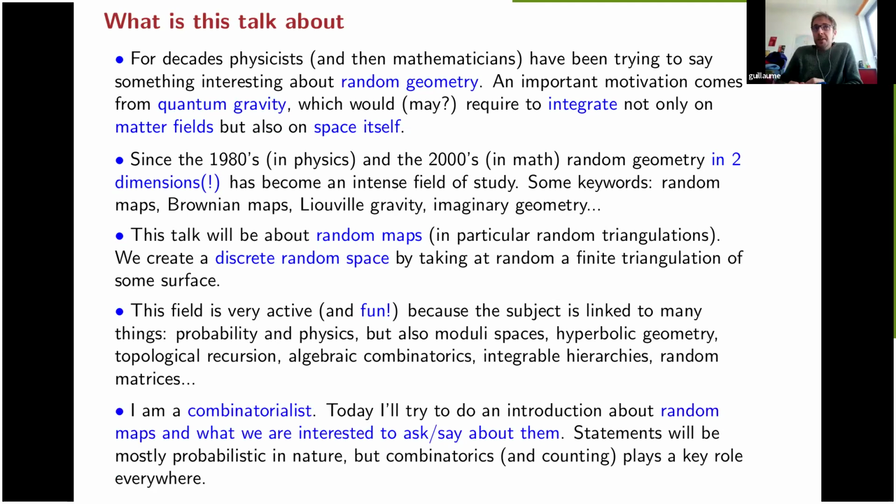Myself, I'm a combinatorialist. I'm a counting person. I like to count stuff. And so today, my talk will be more about random maps. I will mostly give probabilistic statements, but in fact, counting and combinatorics will be present in everything I will say, and even more in everything I will not say. So all the proofs that I will not give, there will be a lot of counting.